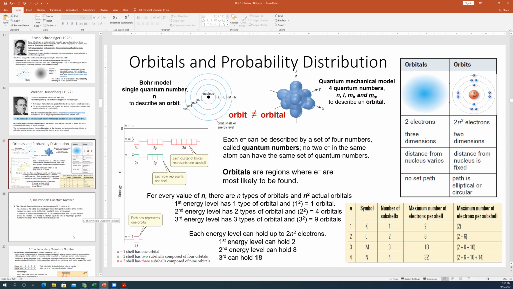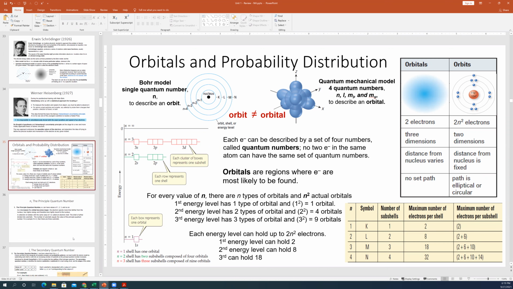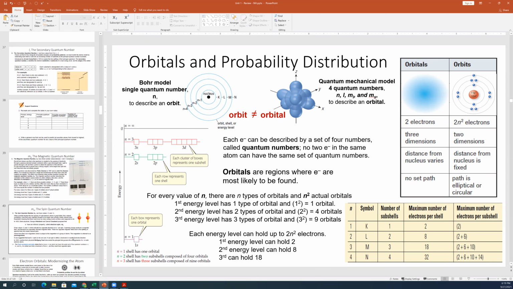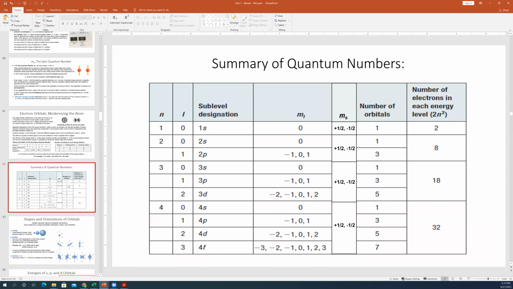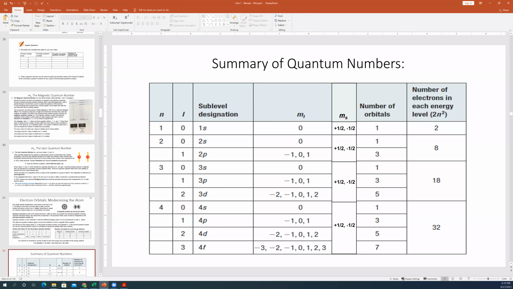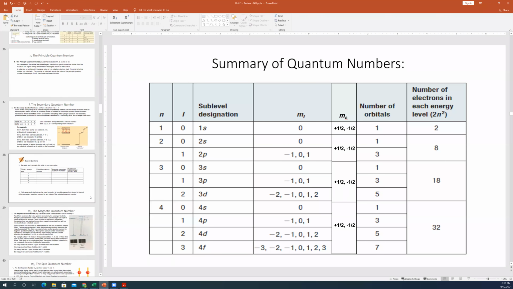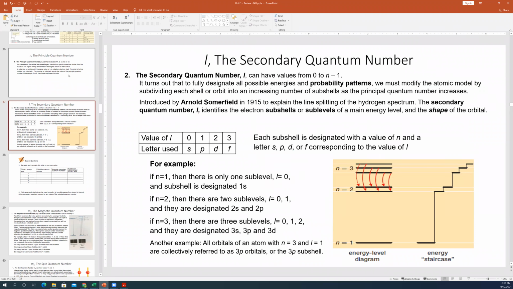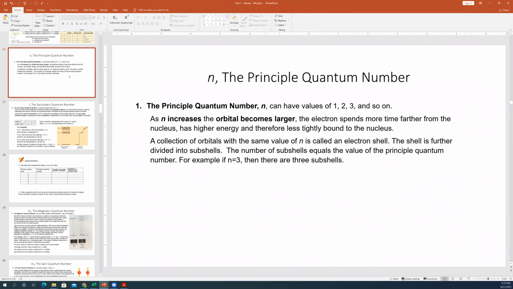And these s and p designations come from the values of L, the secondary quantum number. So we said that when L is equal to 0, let me find that slide where we talked about this. Yeah, right here. So that was the first principal quantum number.